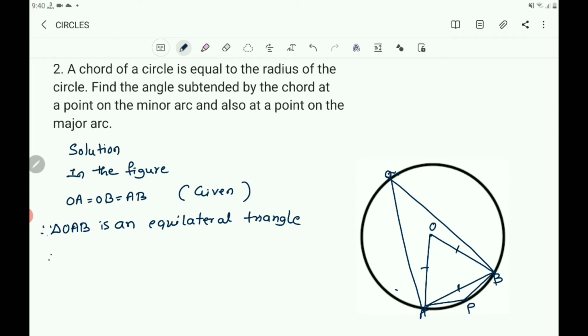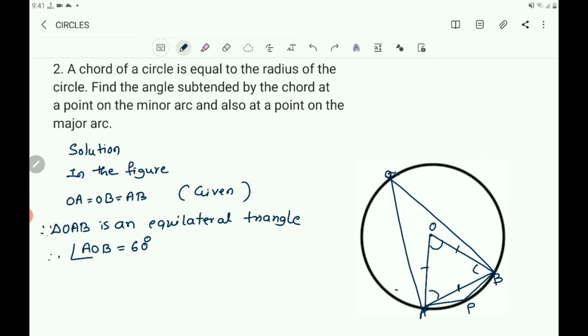Therefore, you write here, what is the measurement of the angle at the center? In an equilateral triangle, all angles are 60 degrees. Therefore, you write angle AOB equals 60 degrees, because in an equilateral triangle, all the three angles are equal to 60 degrees. Now here we have to find the angle made by the chord in the minor arc and the angle made by the same chord in the major arc.